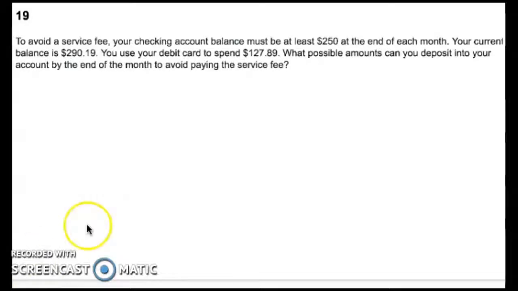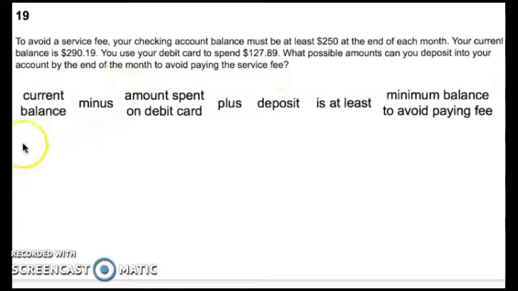So what we're basically doing is we're starting with this balance, we're spending this amount of money, and we need to see how much we can add into my account after that to have at least $250 in my account. So what we have is my current balance minus what I spend on the debit card plus what I put in afterwards, so I have at least my minimum balance. So filling in everything, my minimum balance is $250. At least means it has to be that much or more, so greater than or equal to $250.